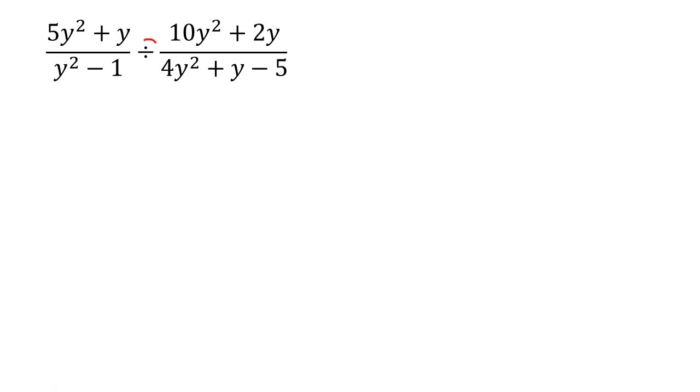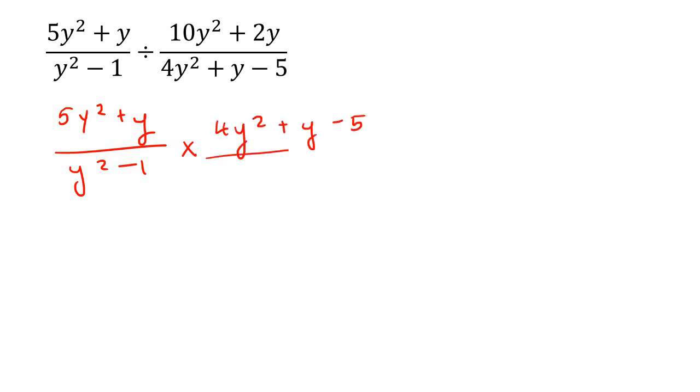So we know that it's a divide, so we're going to have to switch it around. So we leave the first fraction exactly as it is, then change it to a multiply, and then we're left with 4y squared, add y, take away 5, and then at the bottom, we're left with 10y squared, add 2y. So now we're just going to go factorize.